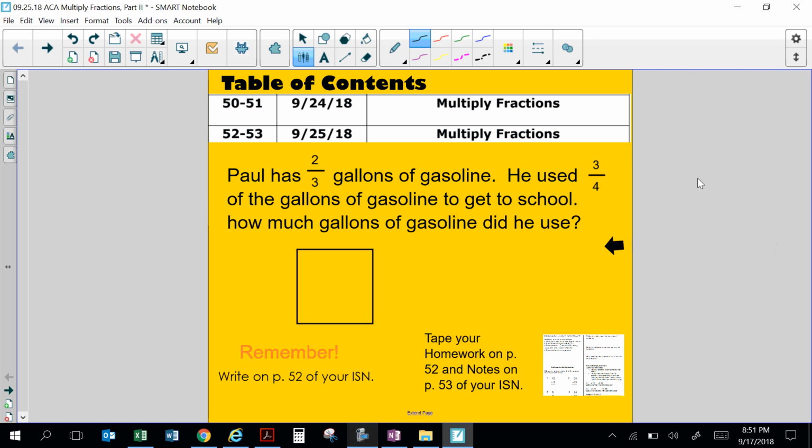This is the study of multiplying fractions. Let's look at our number routine. Paul has 2/3 gallons of gasoline. He used 3/4 of the gallons of gasoline to get to school. How many gallons of gasoline did he use?